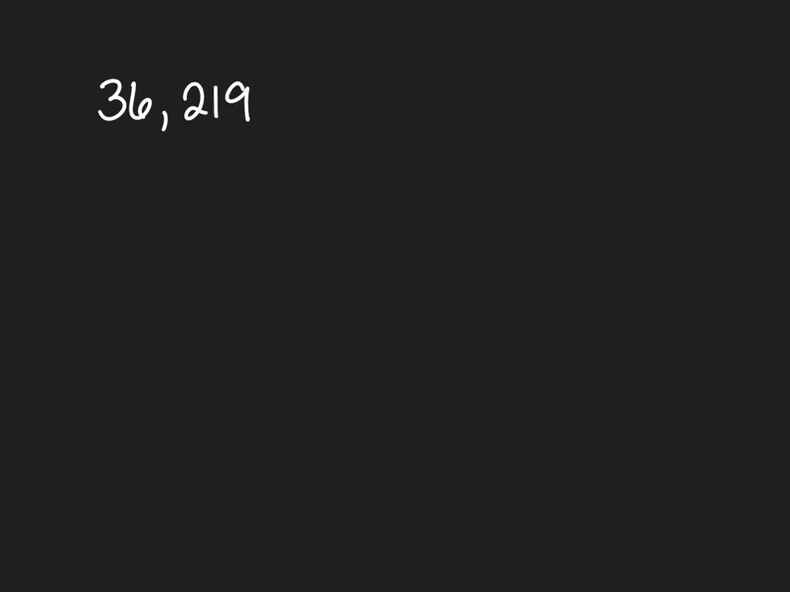So we're going to round 36,219. I want you to round it to the nearest thousand. So what number is in the thousands place? What number is in the thousands place? 6. The 6. So we're going to underline the 6. We're going to draw an arrow to the number next to it.